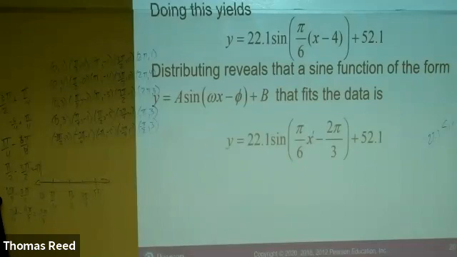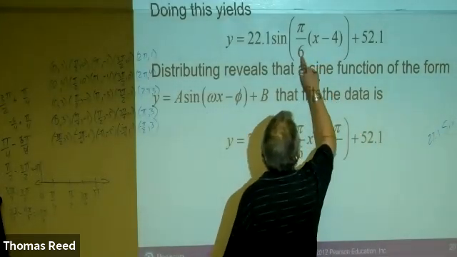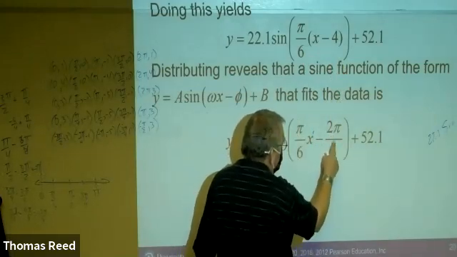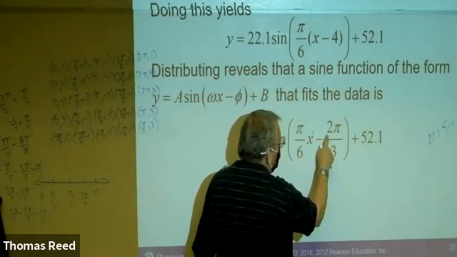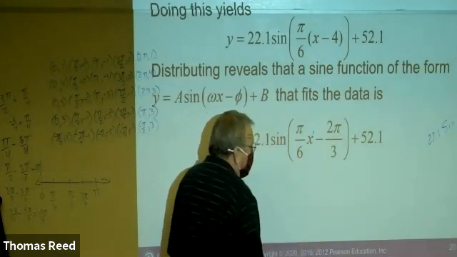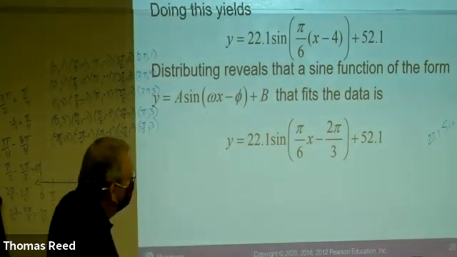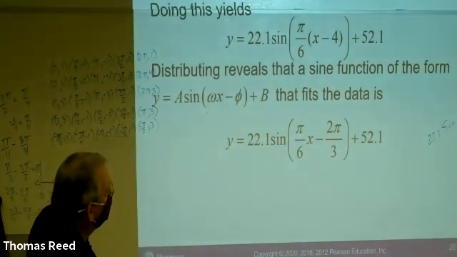Oh, and then they did the distributing property. So pi over 6 times that, pi over 6 times 4, which gives us 2 pi over 3. So phi is 2 pi. No, phi is 4.